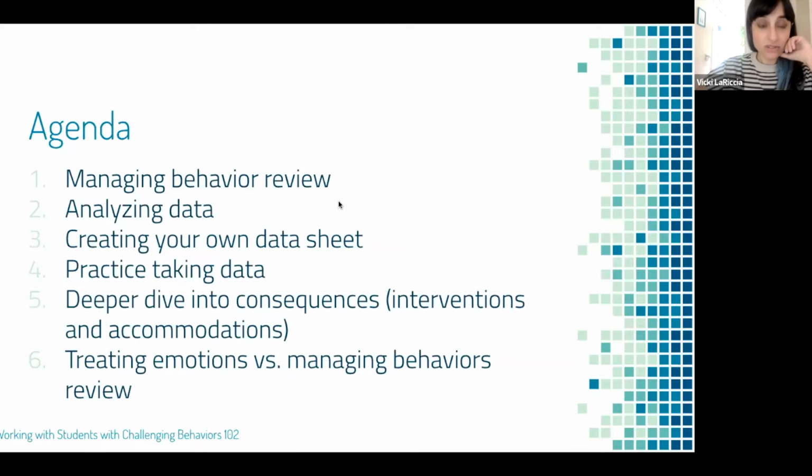Okay. So here is our agenda. We're just going to do some review, like I said, of managing behavior. And we're going to look at some data for students that are fictional, fictitious. And if we have time, you're going to create your own data sheet to take ABC data. Then we're going to watch a video of people acting as a teacher and students and practice taking data for an individual student.